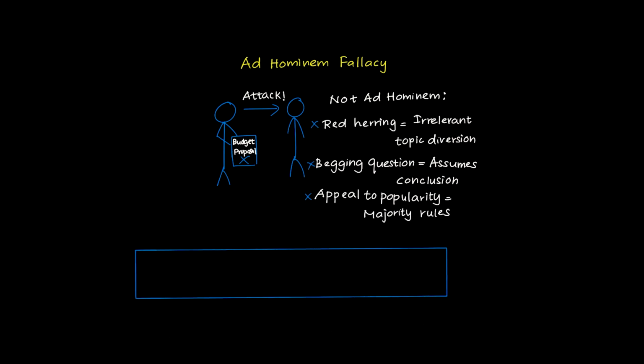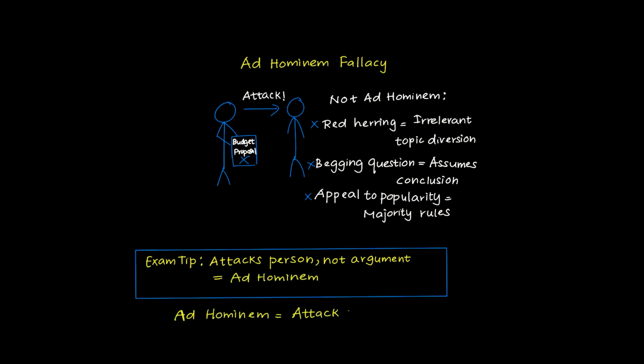Here's a WGU D265 OA exam tip for you. When someone attacks the person instead of the argument, that's ad hominem. Quick recall hook, ad hominem equals attack the human, not the argument.